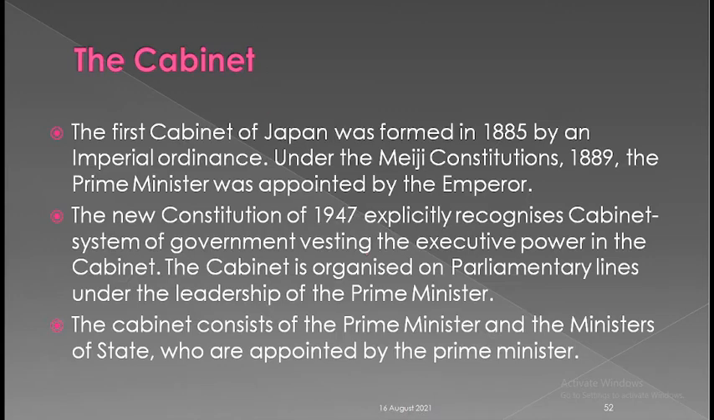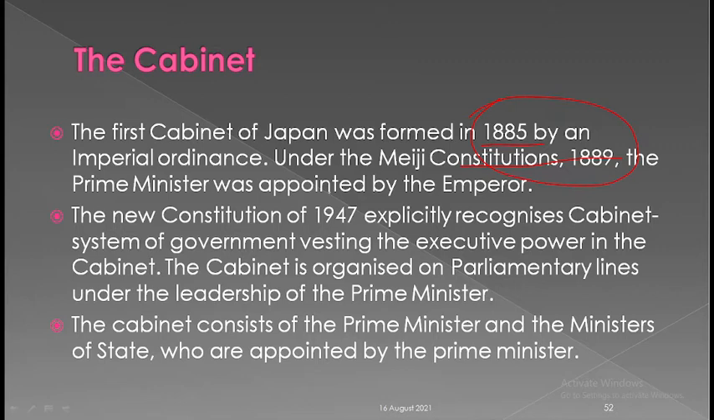The first cabinet of Japan was formed in 1885 by an imperial ordinance. This was the time when there had been Western influence in Japan, and many people started demanding responsible government. So to appease the protesting intellectuals, the Meiji government introduced the cabinet system. Under the Meiji constitution, in 1889 or 1890, the prime minister was appointed by the emperor.